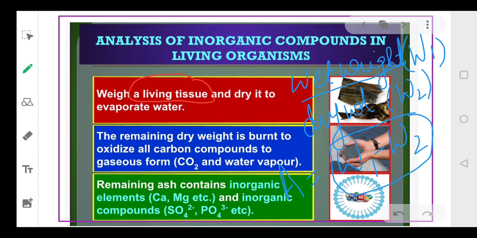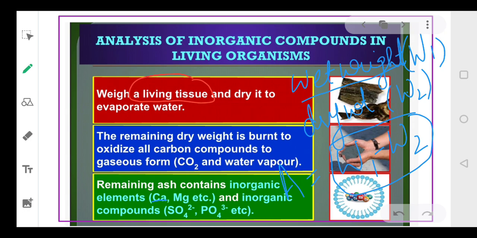Now after we have dried the tissue, we will burn the tissue. Humne tissue ko dry kiya hai, ab hum is tissue ko burn karenge. So when we burn it, you are left with ash. Jab hum kisi cheez ko jalayenge, to wo raakh mein convert ho jayega. Now this ash basically contains your inorganic elements like calcium, magnesium, etc., and some inorganic compounds like sulfate, phosphate. Clear? So ash will contain your inorganic elements as well as your inorganic compounds.